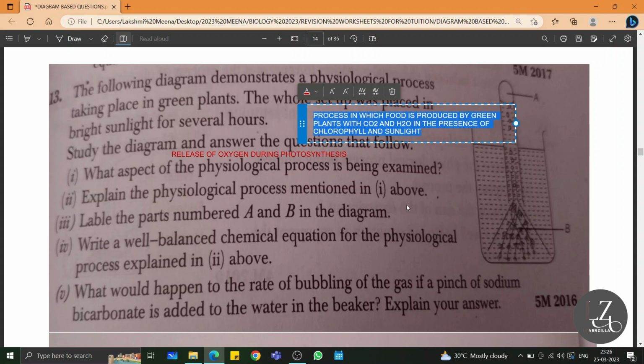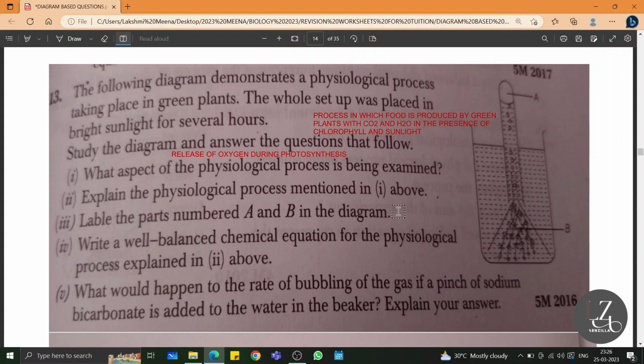Label the parts numbered A and B in the diagram. A is oxygen and B is hydrilla. Hydrilla is an aquatic plant. If you are not able to recall, please at least mention an aquatic plant, but the specific answer would be hydrilla. Generally hydrilla is used for this experiment.